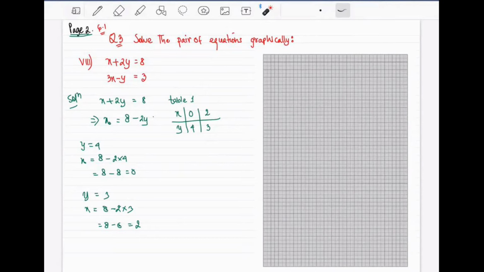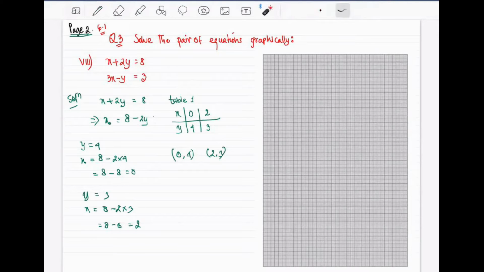So what are the values of x and y? x is 0, 2, y is 4, 3. 4 is corresponding to 0, 3 is corresponding to 2. What are the points that we obtain then in order to plot in the graph paper? We have got 0 and 4 here. We will put them as 0, 4. What about the other? 2 and 3. 3 is corresponding to 2. So we will put 2, 3.